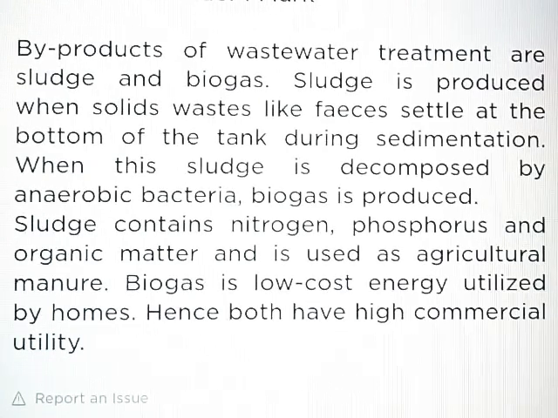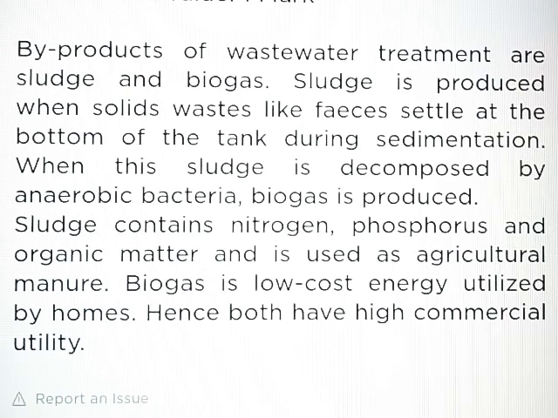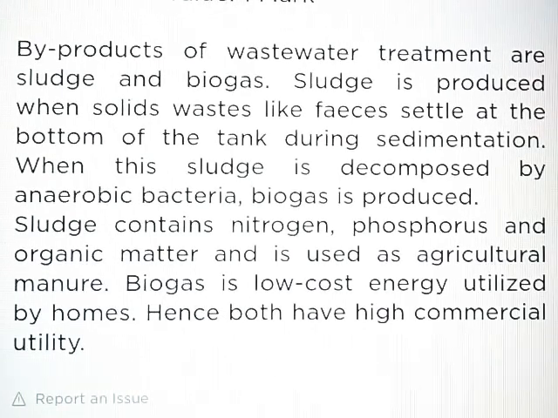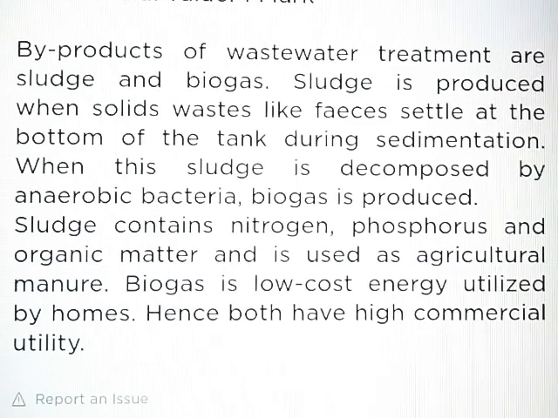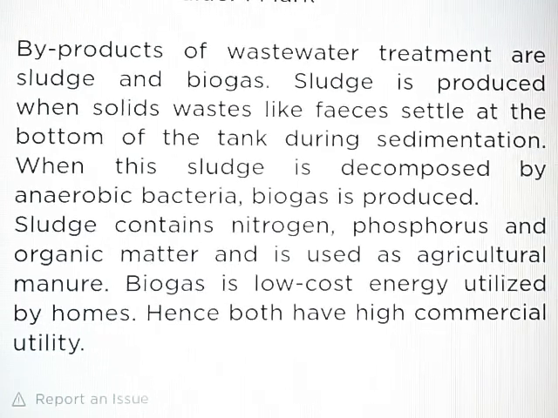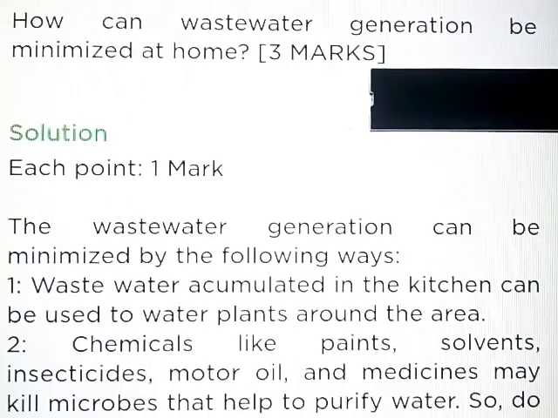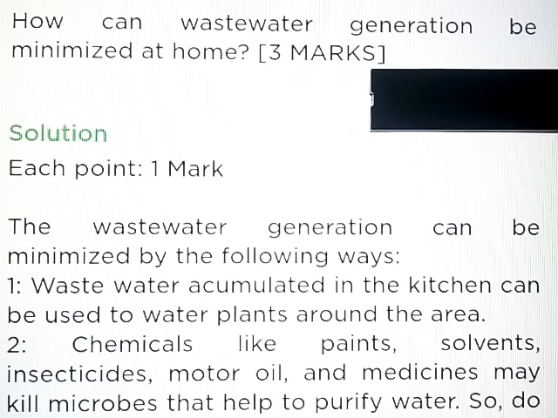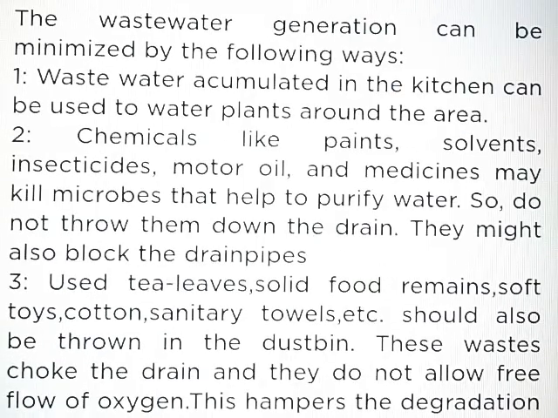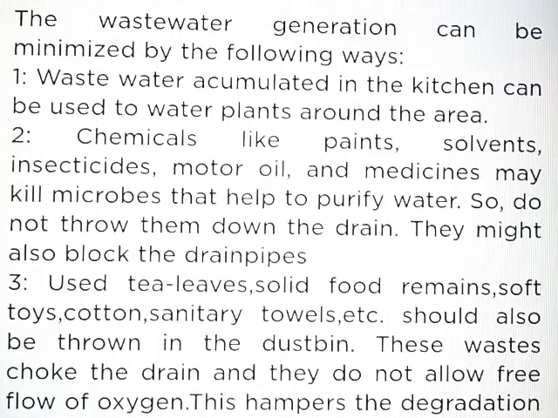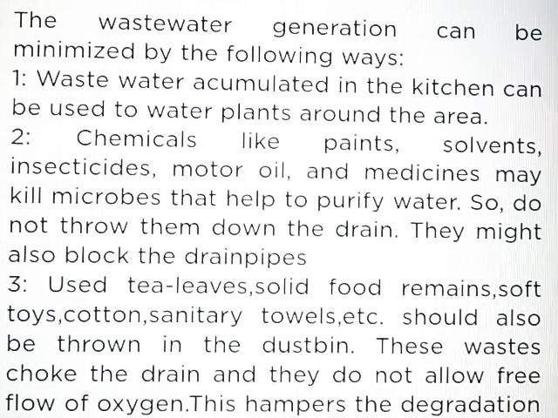Sludge contains nitrogen, phosphorus, and organic matter and is used as agricultural manure. Biogas is low-cost energy utilized by homes. Hence, both have high commercial utility. Question number 6. How can wastewater generation be minimized at home? Answer. The wastewater generation can be minimized by the following ways.